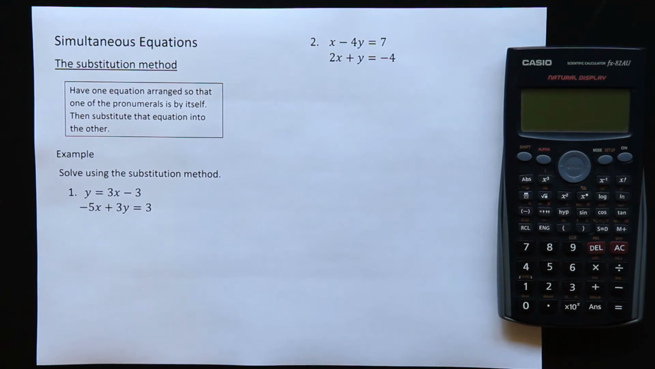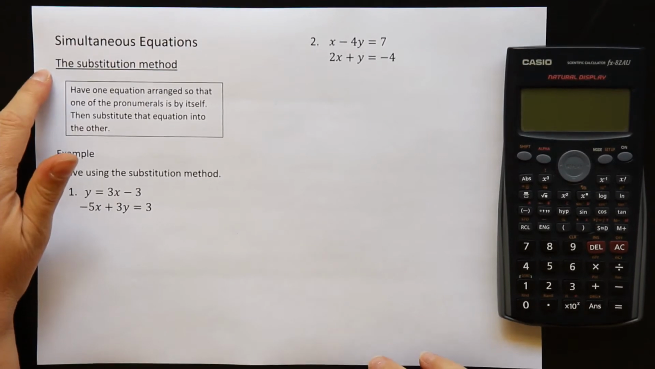Today we're doing our second lesson on simultaneous equations. Last lesson we learnt the graphical method, using graphs, drawing straight lines and finding the point of intersection to solve our equations. Today we want to learn an algebraic method called the substitution method.